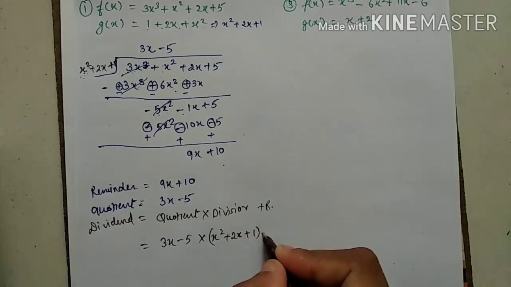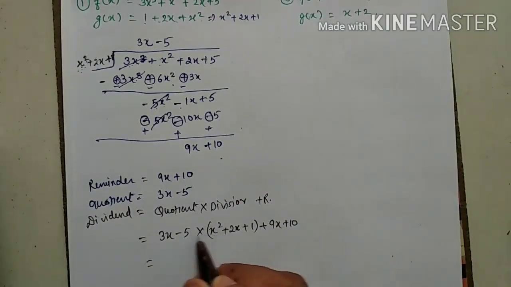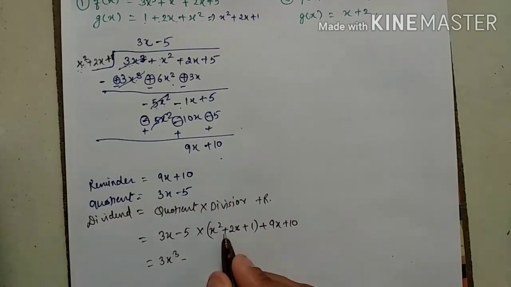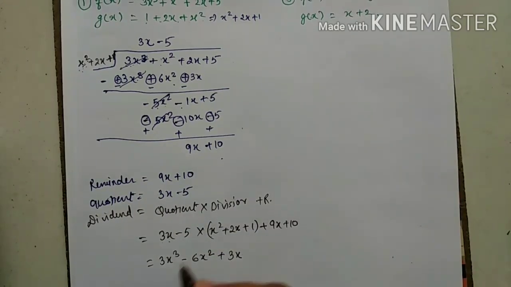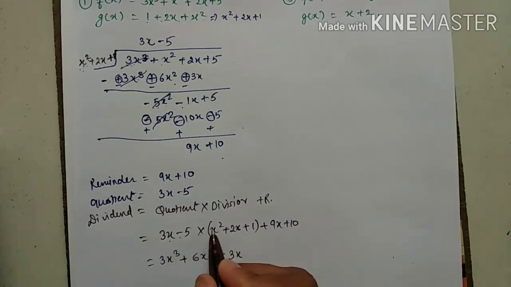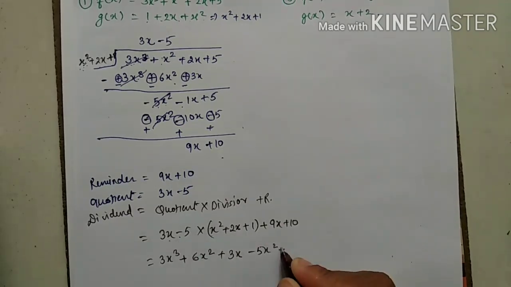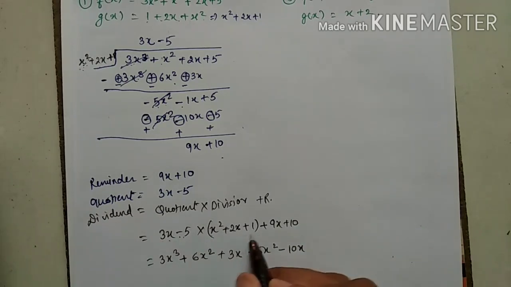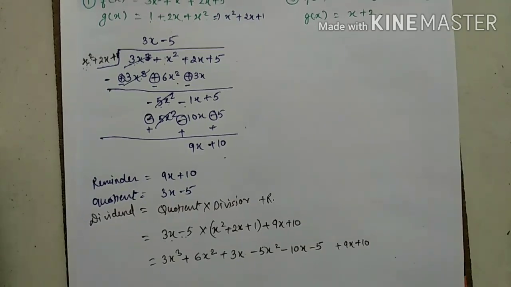After that, remainder is 9x plus 10. First of all, multiply the terms. 3x multiply with this, so 3x cube minus 3 2s are 6x square plus 3 1s are 3. Okay, now minus 5 multiply. Minus 5x square. 5 2s are 10x. 5 1s are 5 plus 9x plus 10. Correct or not? Yes. Now solve it.